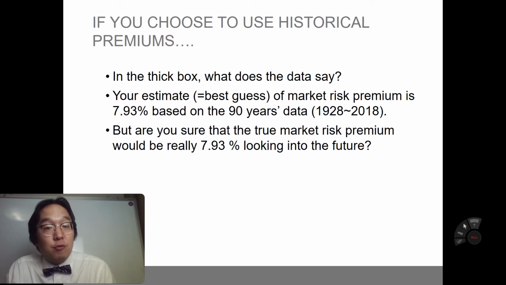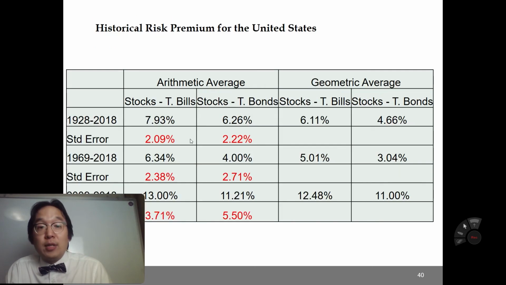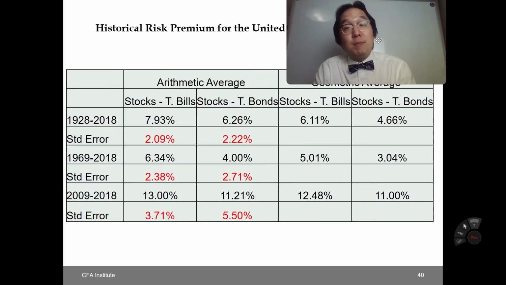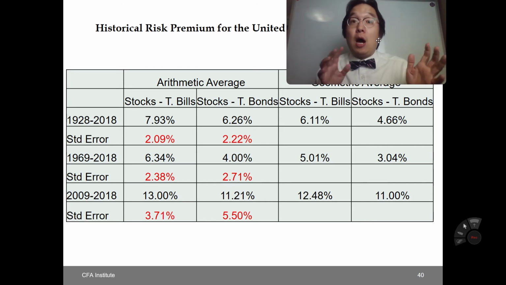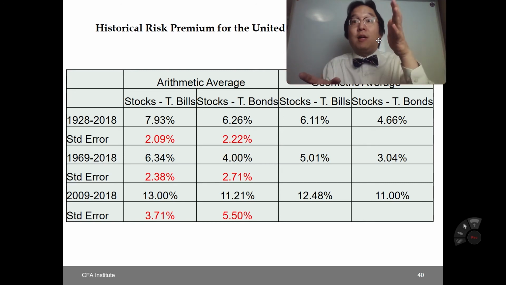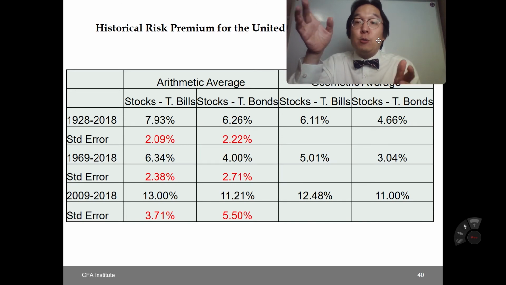But are you sure that the true market risk premium will be really 7.9%? Looking into the future is an important question. 7.93%, that's this guy, right? Are you sure that going into the future, the market risk premium will always be 7.93% or 8%? The thing is, people or the students have been memorizing this market risk premium too much, like a robot. Okay, market risk premium, RM minus RF, RM minus RF, RM minus RF, so much so that they forget about the intuition.